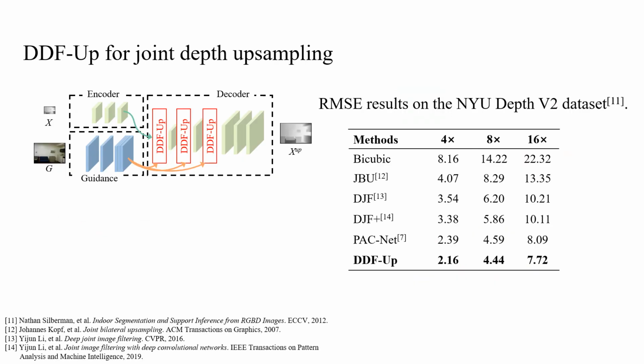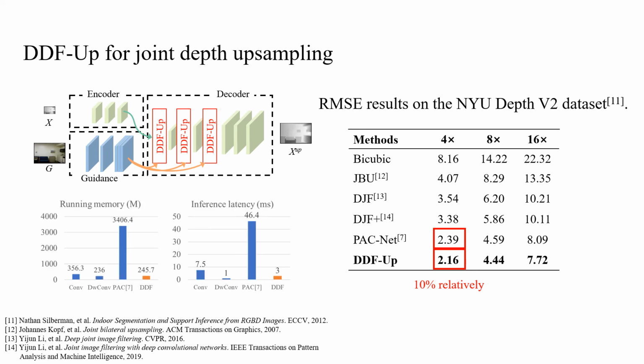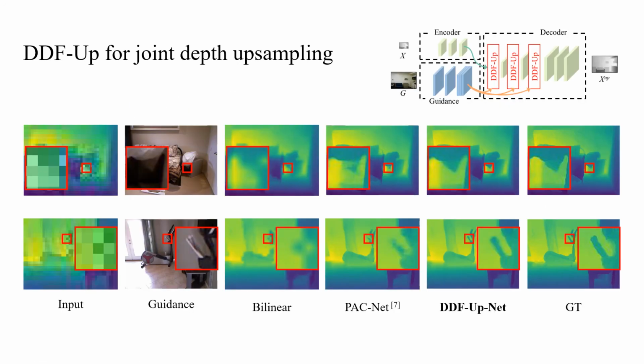As shown in the table, DDF up surpasses standard CNN techniques like DJF and DJF+ by a large margin. DDF up also improves over the dynamic filtering PAC-net by relatively 10% while reducing computational cost by an order of magnitude. We also visualize 16 times upsampling results, where we can see that DDF up recovers more details compared to PAC and other techniques.